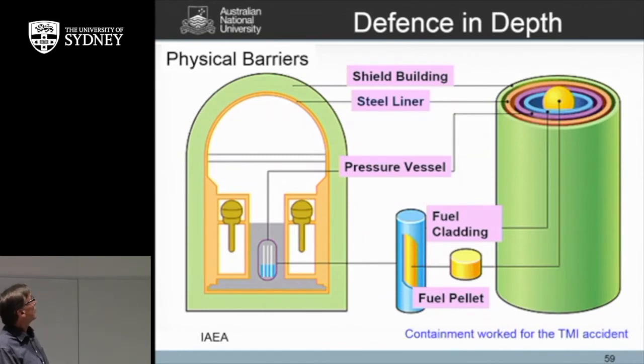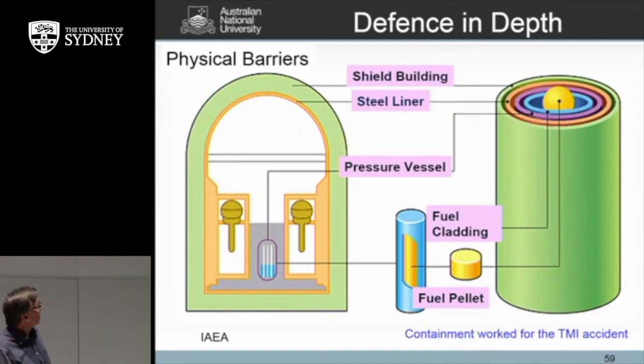So here's one of the ideas of defence in depth applied to physical barriers in a pressurised water reactor. And the idea is that if you have some problem with your fuel, then the first line of defence is the fuel cladding, and hopefully that can contain the radioactivity or the problem. If that fails, the next level is the pressure vessel. If that fails, you have a steel liner inside the containment building, and then you have the shield building.